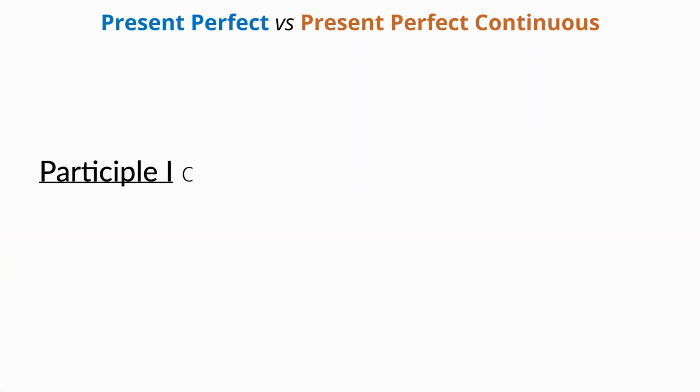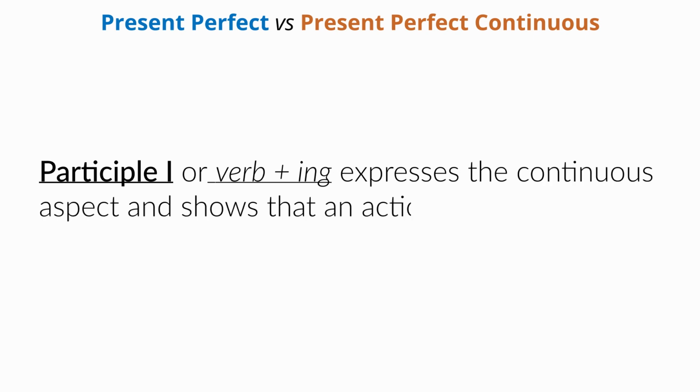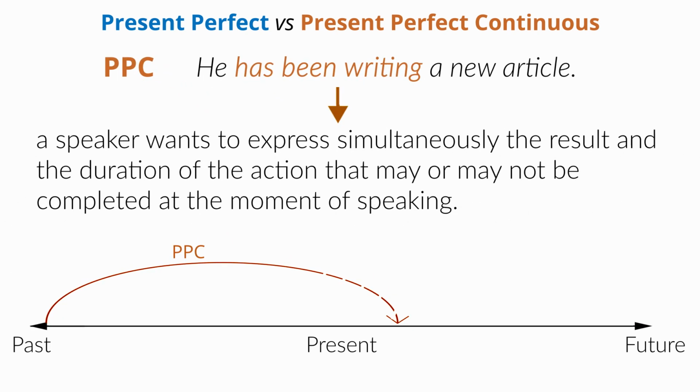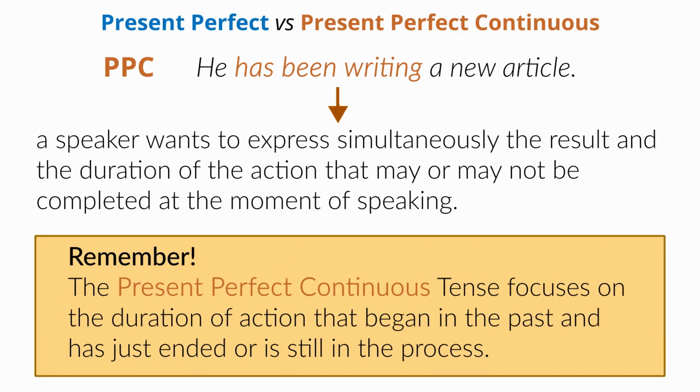Participle 1, or verb plus ing, expresses the continuous aspect and shows that an action is in an ongoing process. Thus, in the sentence, he has been writing a new article, a speaker wants to express simultaneously the result and the duration of the action that may or may not be completed at the moment of speaking. That is why the present perfect continuous tense is used. Remember, the present perfect continuous tense focuses on the duration of the action that began in the past and has just ended or is still in the process.